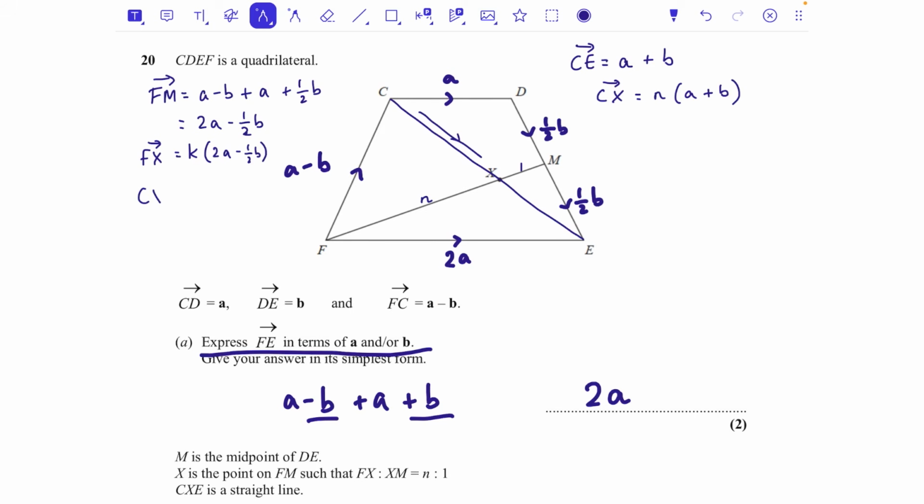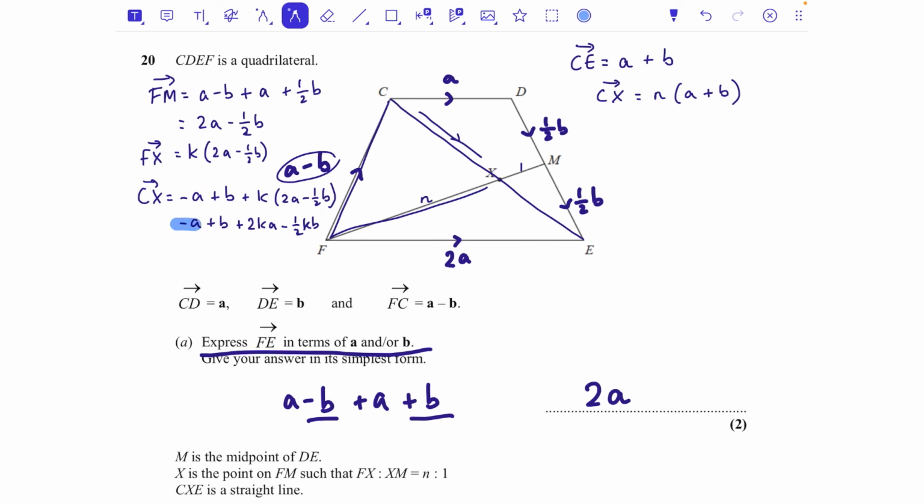So then C to X, we can go that way. We can say it's down here and up here. So C to X is going against this vector. So that's going to be minus A add B, add K lots of 2A minus a half B. So simplifying that, we've got minus A plus B plus 2KA minus a half KB. Now you might think, what's that achieved us? What we can now do is compare this to this.